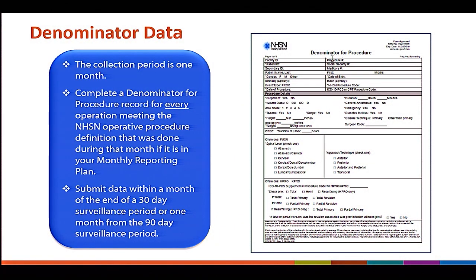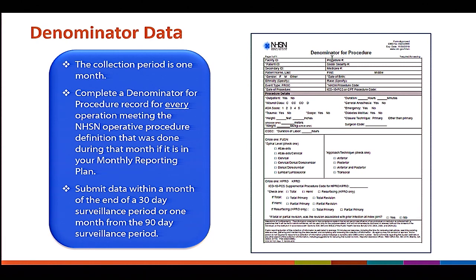The collection period for your denominator data is 1 month. So for example, if you're following an operative procedure such as colo, you would report all the colo procedures performed at your facility during that month, and you would fill out a separate denominator for procedure form for each colo procedure.